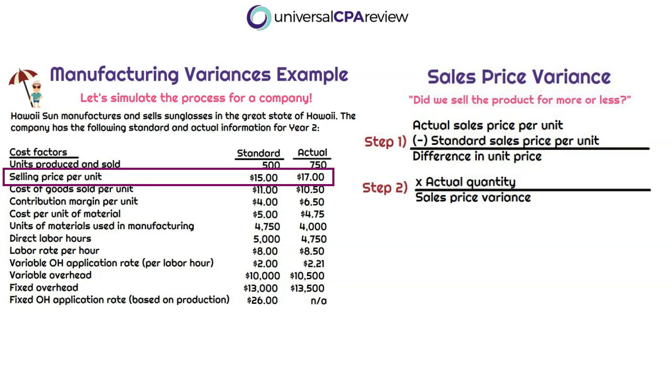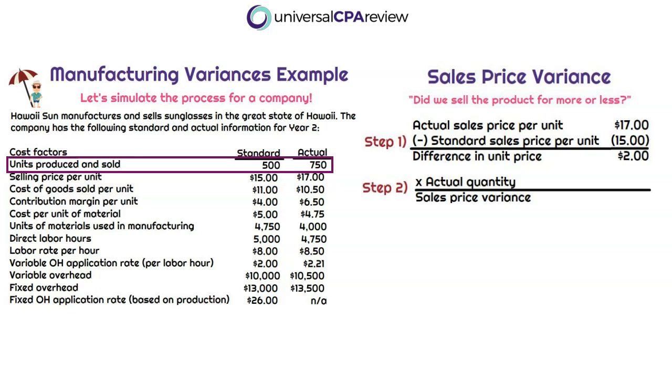And based on the data for Hawaii Sun, the actual sales price per unit was $17. They had budgeted $15. So that means their sale price was $2 higher. In step 2, we multiply by the actual quantity of 750 units sold. And that means the sales price variance was $1,500.